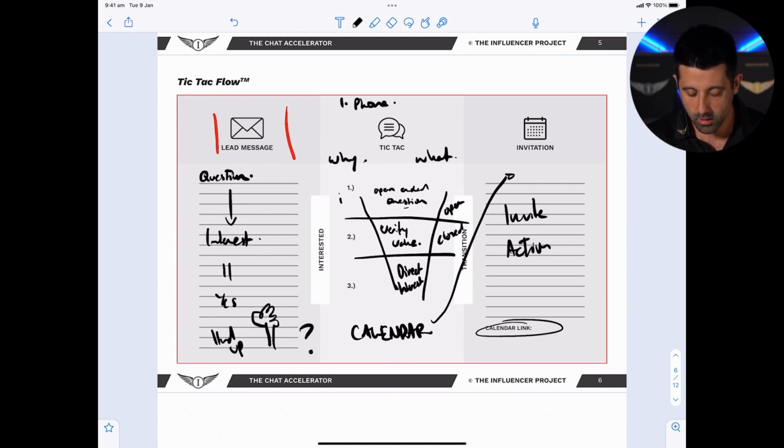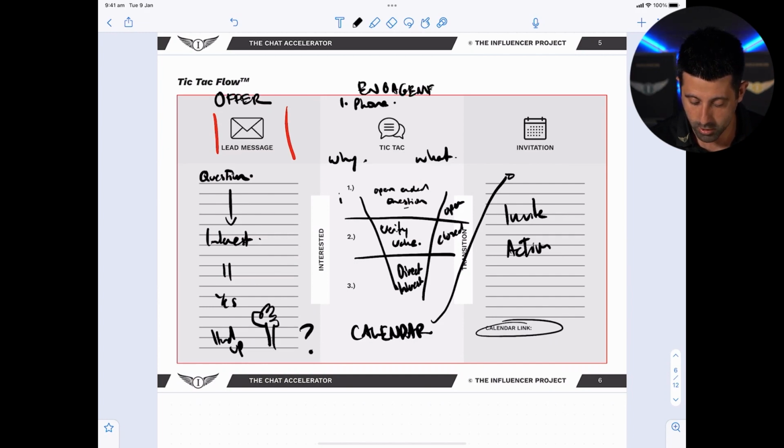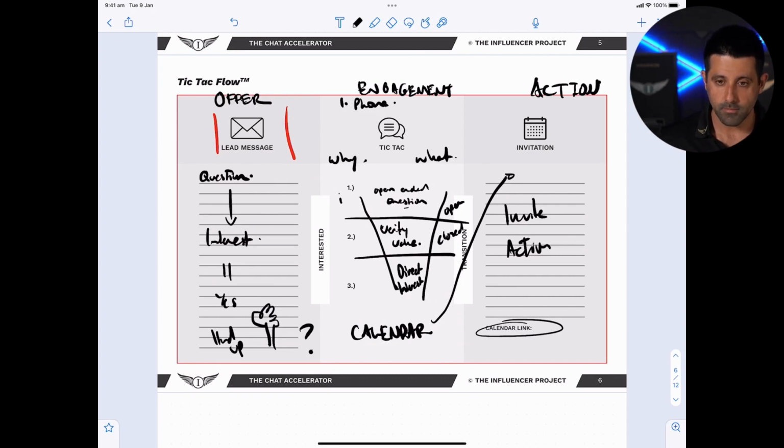So the quality of your offer will determine the quality of engagement, which determines the quality of the action. So these are the things we're optimizing for.